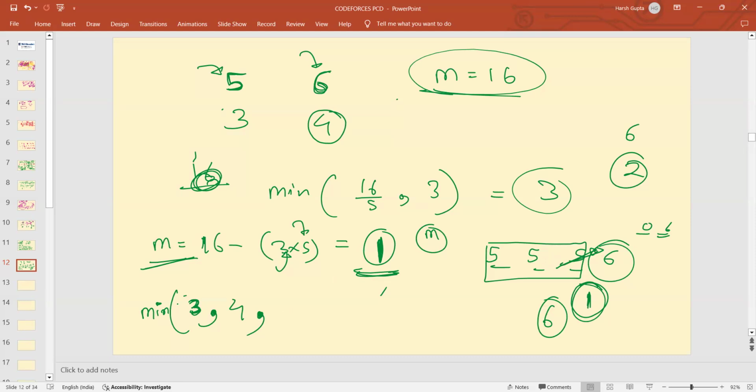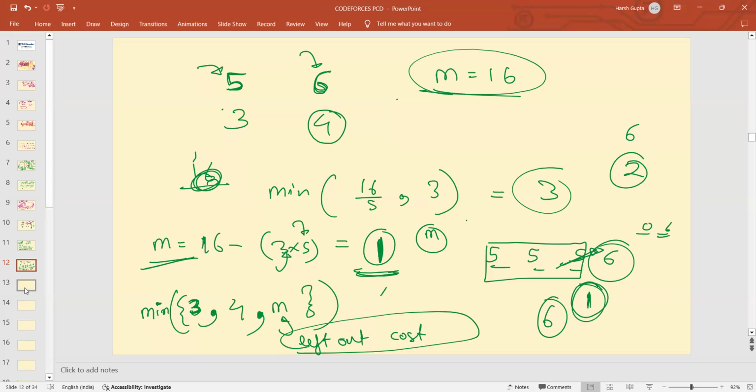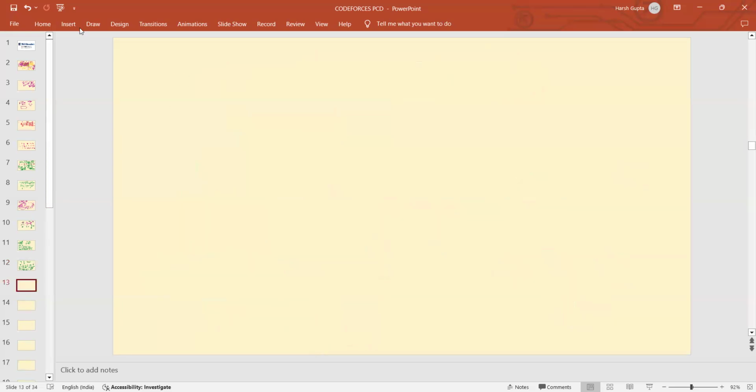I will replace only one flower. So the minimum of the number of flowers containing 5 petals, comma, the number of flowers containing 6 petals, comma, the cost that I am left with. So this is actually the left out cost. If I do so, I will get how many flowers I can replace, and then I will be able to reach my answer. Let me take one more example and then the things will become clear.